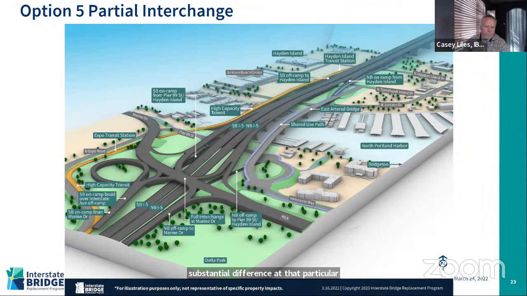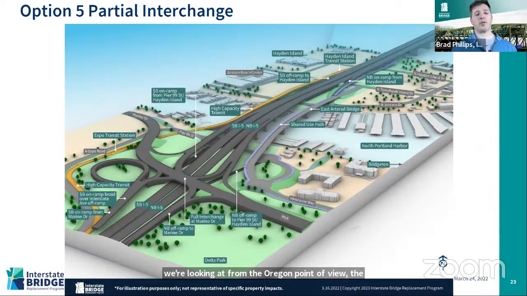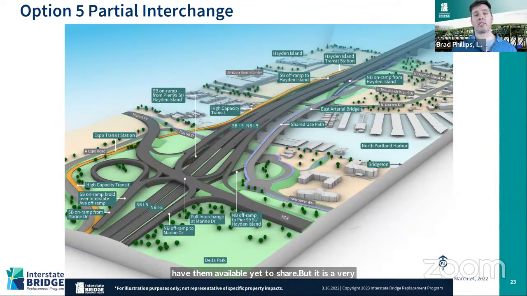My second question is, in the other package of drawings you sent to us showing the Vancouver view, you included the stacked bridge option. And in the package that we're looking at from the Oregon point of view, the stacked bridge option is not on the table. Why is that? It is on the table. The graphics are still in production and we don't have them available yet to share. Okay. But it is a very good point. The bridge shown here is shown as the two side by side, and the project is still considering the two versions over the Columbia River, stacked as well as side by side. So thank you for bringing that up. I should have mentioned that. All right, thank you. That's all for now.